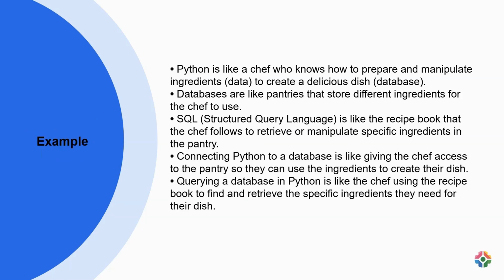Python is like a chef who knows how to prepare and manipulate ingredients, data, to create a delicious dish, database. Databases are like pantries that store different ingredients for the chef to use. SQL, structured query language, is like the recipe book that the chef follows to retrieve or manipulate specific ingredients in the pantry. Connecting Python to a database is like giving the chef access to the pantry so they can use the ingredients to create their dish.